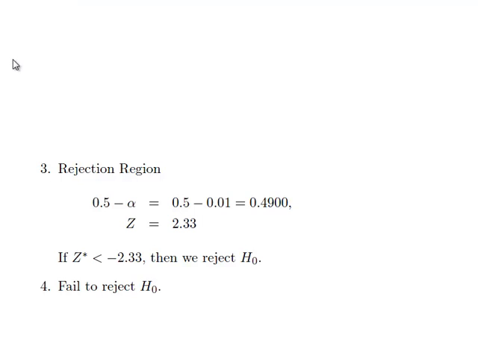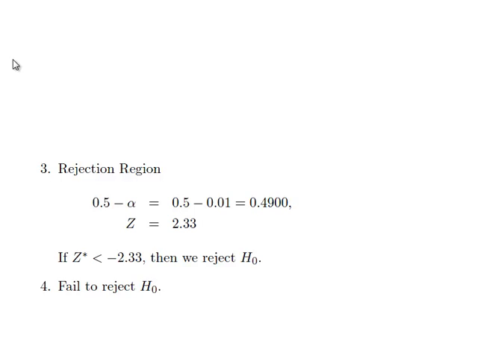Alright, so let's look at our rejection region. Whenever we have a one-sided problem like we do here, you're going to take 0.5 minus alpha, and that's 0.5 minus 0.01, which equals 0.4900, and the z that's attached to that is 2.33.